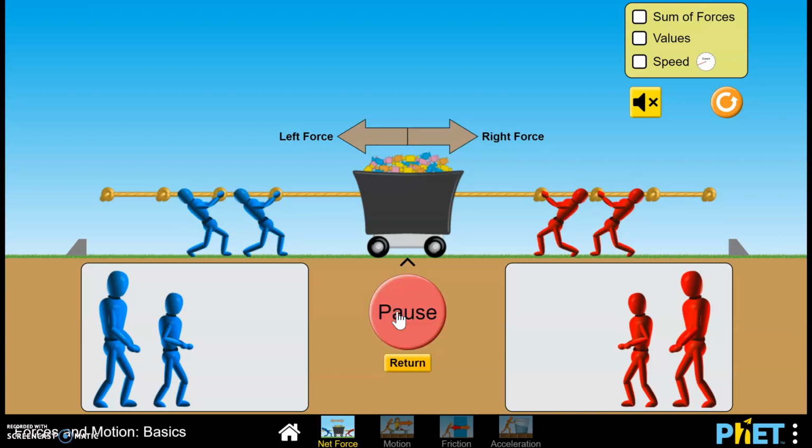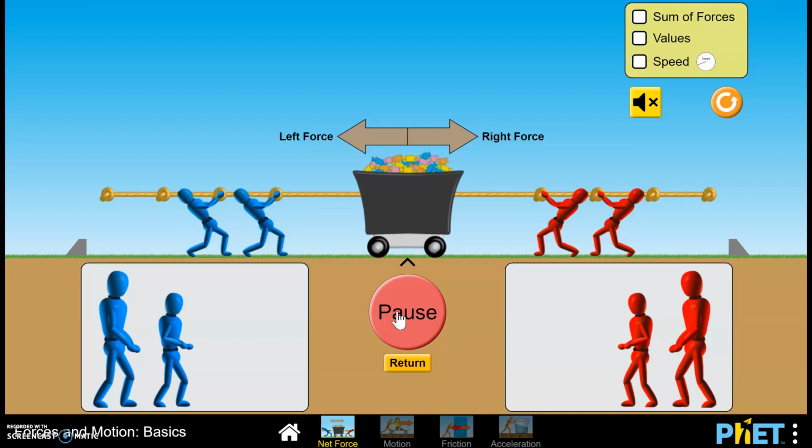All right, notice guys that nothing is happening here. Both of these guys are pulling on each side with equal force. So why is it that the candy cart is not moving? Go ahead and pause the video and you can record or share your answers with Miss Campbell.